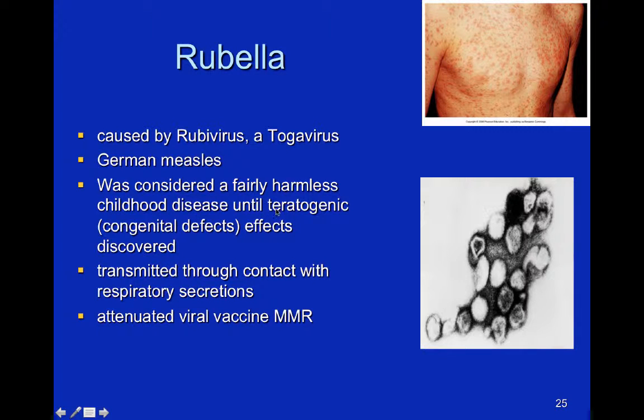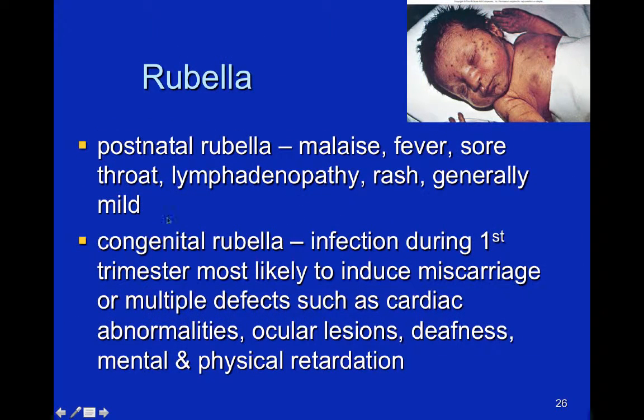So this virus is known as a teratogen, meaning that it can cause birth defects. Usually if a female becomes infected within the first trimester of the pregnancy, a miscarriage will occur. If it's past that, then you have these congenital defects. This is transmitted through contact with respiratory secretions, and the MMR vaccine does provide protection. So again, in the case of congenital rubella, infection during the first trimester will most likely induce miscarriage, or if it's after that, multiple defects such as cardiac abnormalities, ocular lesions, deafness, and also potentially mental and physical retardation.